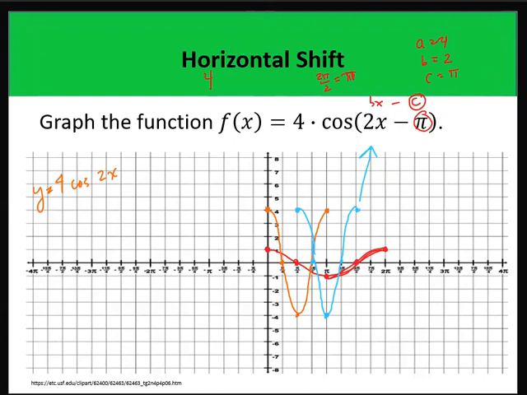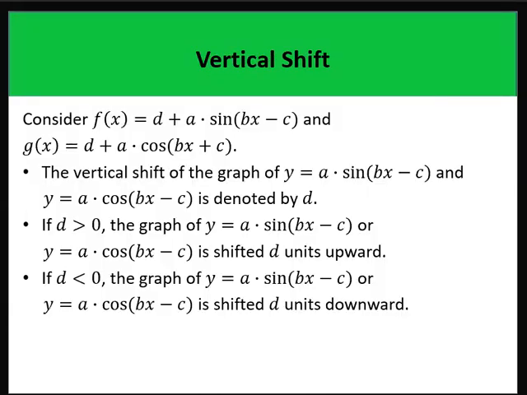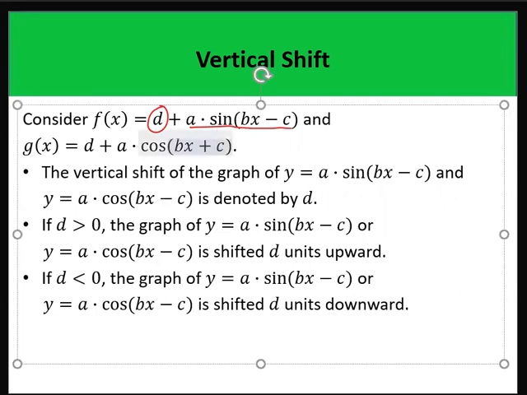Next, since you already know the horizontal shift, let's now apply the vertical shift to the graph of the sine and cosine functions. So let's consider f of x equals d plus a times sine of bx minus c, and g of x is equal to d plus a times cosine of bx minus c. Okay, so now the vertical shift of the graph of these functions.